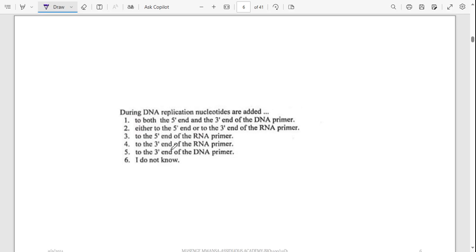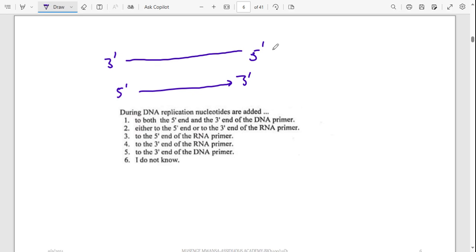During DNA replication, nucleotides are added to dash. Now in replication, you always use DNA, which has got strands. You have got one that is running from the 3 prime end to the 5 prime end, and then the other one running from the 5 prime end to the 3 prime end.